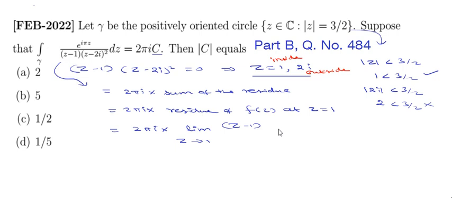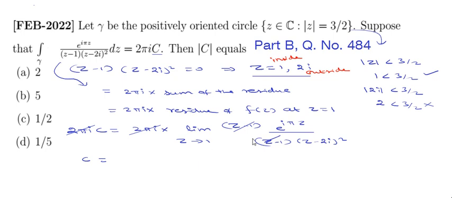of (z minus 1) times f of z. Here f of z is e power i pi z divided by (z minus 1) into (z minus 2i) square. So we can cancel this. Already given that this integral is equal to 2 pi i capital C, so we can cancel 2 pi i. Therefore c can be found by solving this.